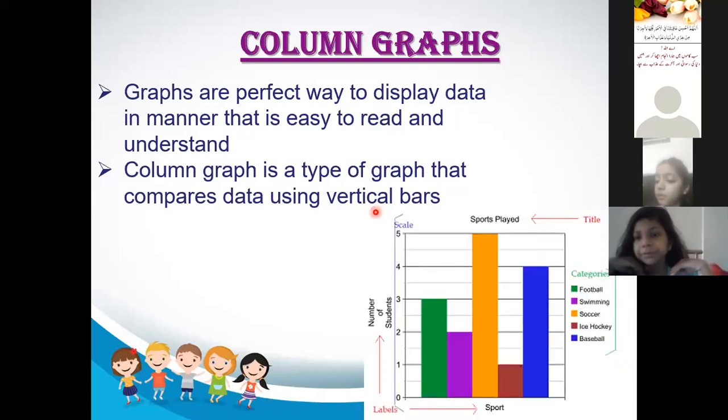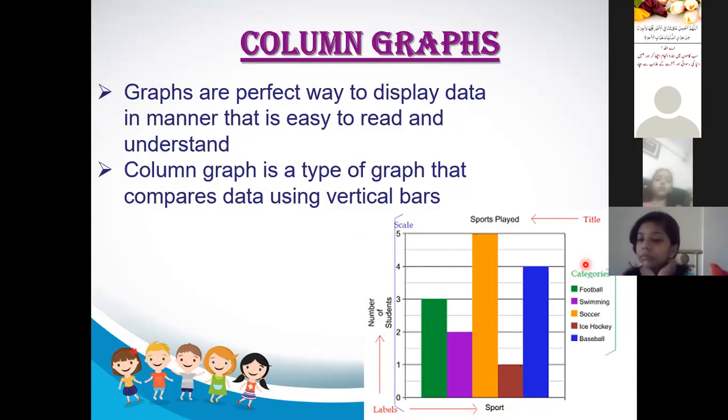So you can see in this figure, this is the column graph. This is the title. This is the graph about the sports played by the number of students. So the title of this graph is sports played. Then the second part of the graph is labels. Here the labels are number of students and sports. You can see the number of students on the y-axis, and on the x-axis, these are the sports.